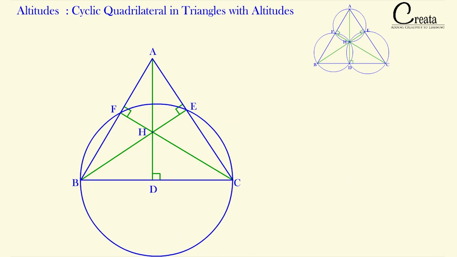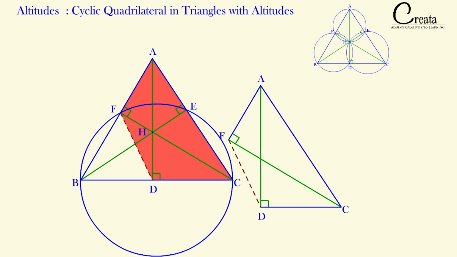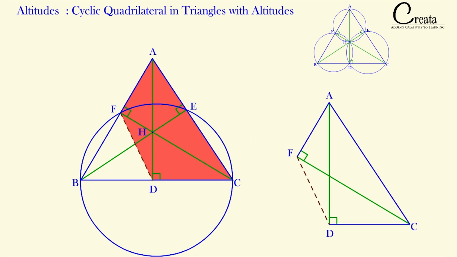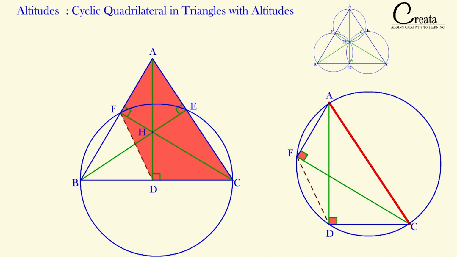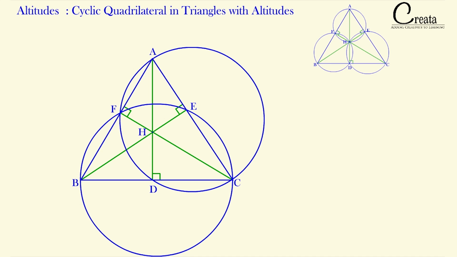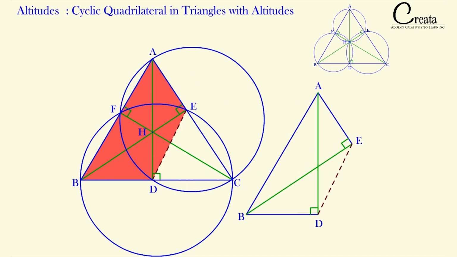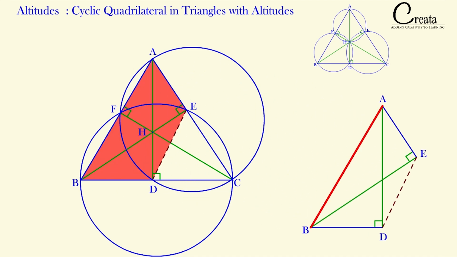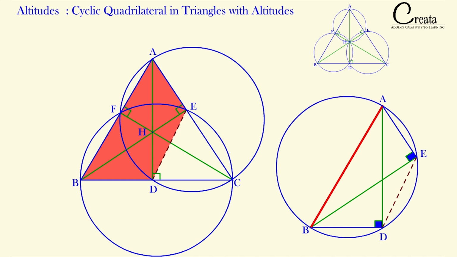Further, in similar philosophy, can we say CDFA is also a cyclic quadrilateral? CDFA. This quadrilateral is also a cyclic quadrilateral. Here AC is the diameter and it is subtending these two 90 degree angles at points F and D. In the similar line, we can say AEDB is also a cyclic quadrilateral. Here AB is the diameter and it is subtending the 90 degree angle at point E and point D.